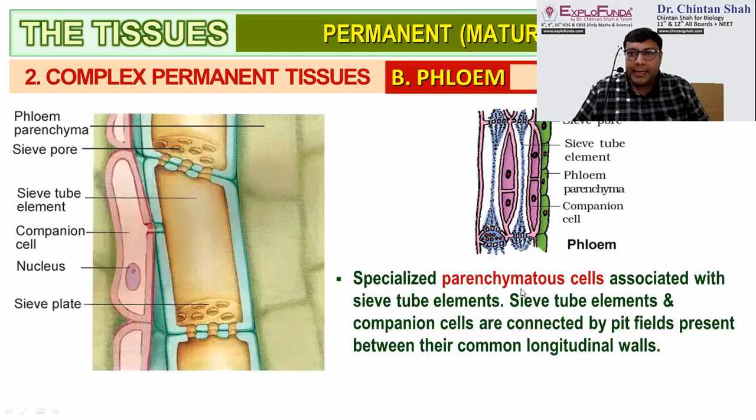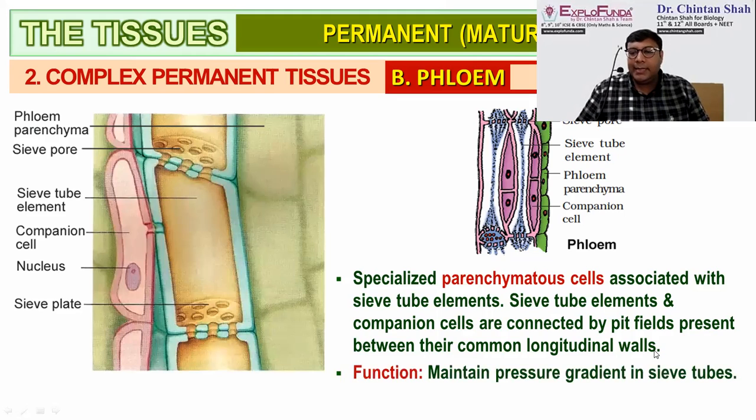Specialized parenchymatous cells associated with sieve tube elements. Sieve tube elements and companion cells are connected by pit fields present between their common longitudinal walls. So parenchymatous cells are associated with the sieve tube elements, and sieve tube elements and companion cells are connected with the pit fields present between their common longitudinal wall. Here, the pits are present.